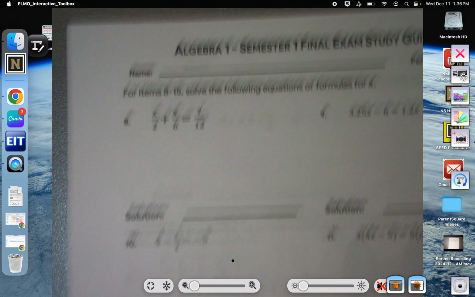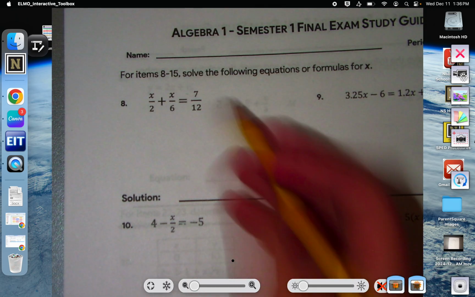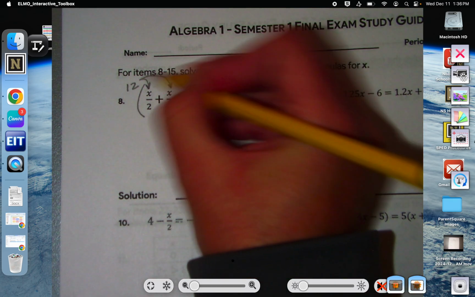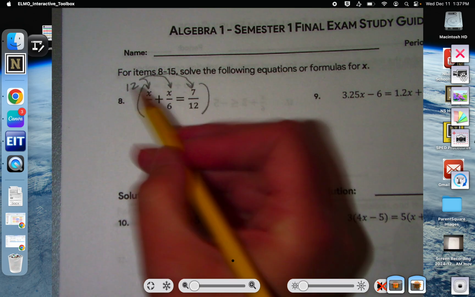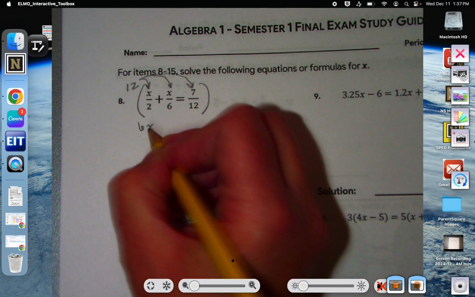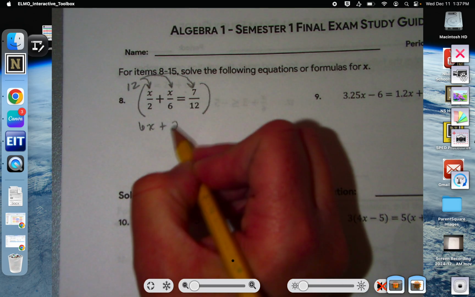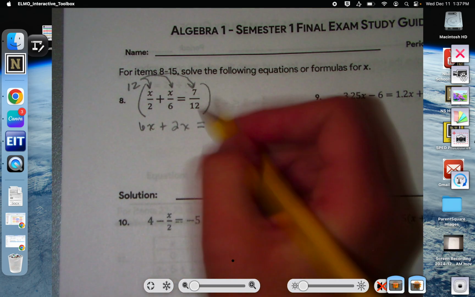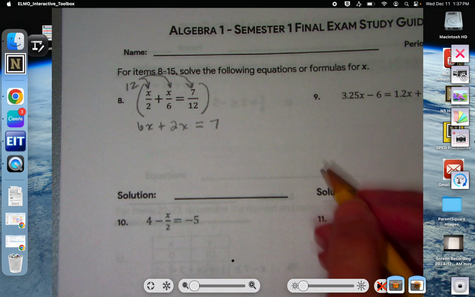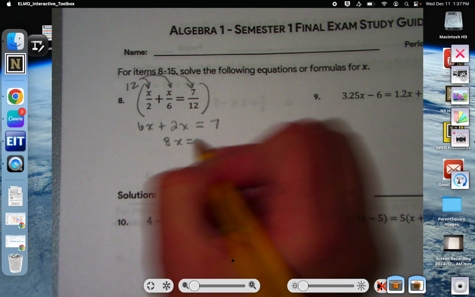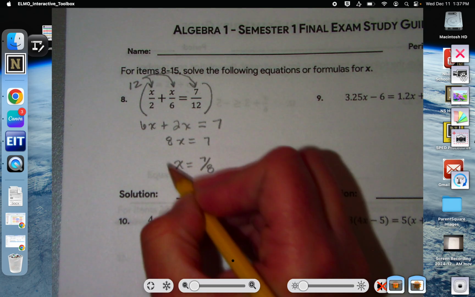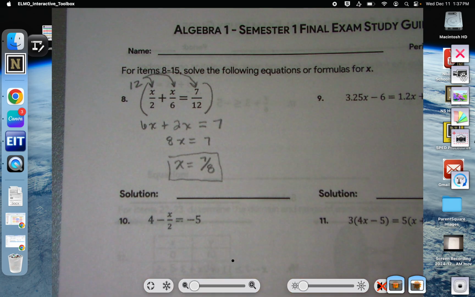Number 8, we're just solving equations here. So what I would do for this one is I would clear the fractions. I would multiply everything times 12, because that would be my common denominator. So 12x divided by 2 is 6x, 12x divided by 6 is 2x, and 12 times 7 divided by 12 is 7. So then I would get 8x equals 7, x equals 7/8. That would be my answer there.